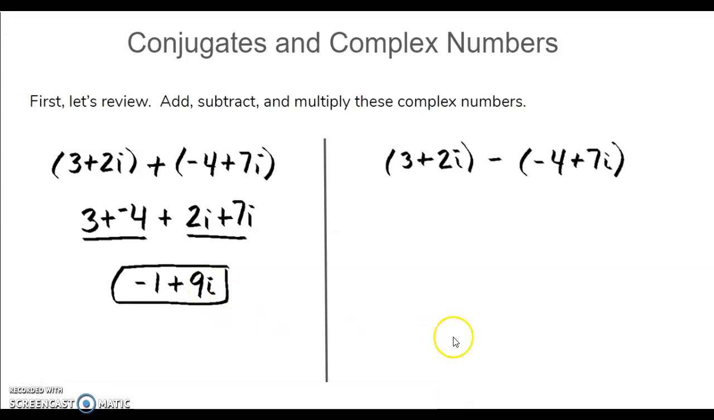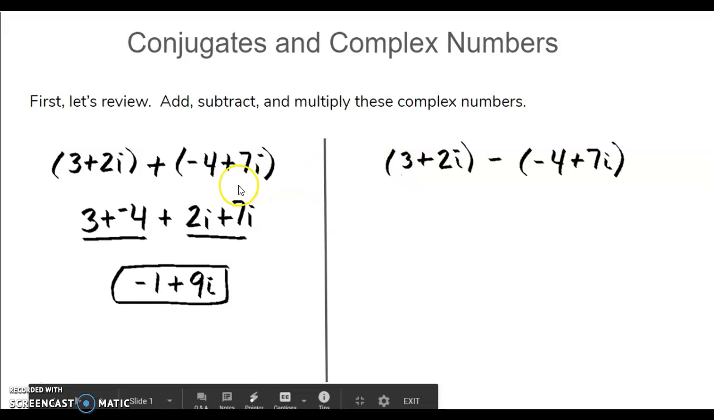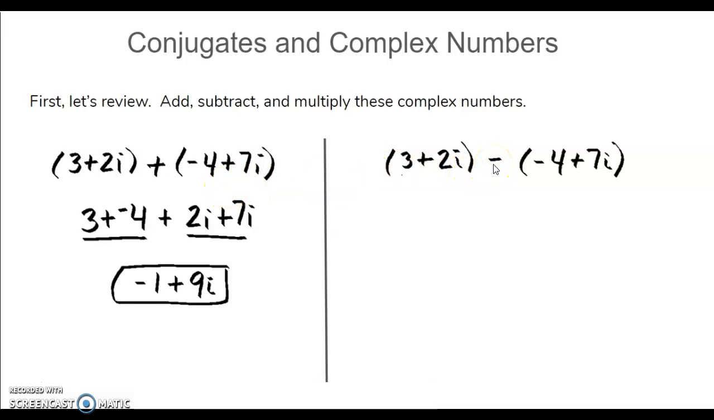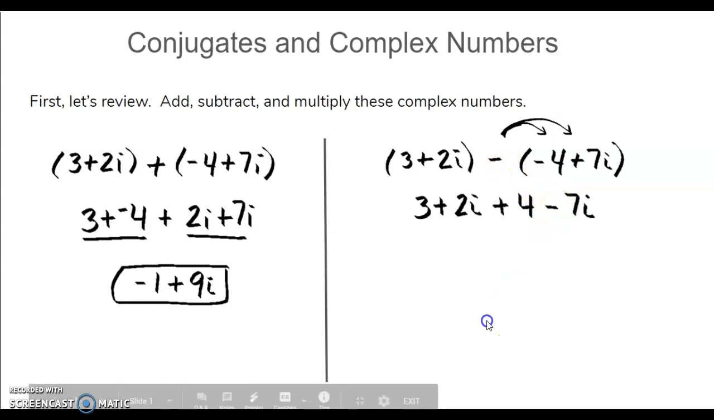Here's another problem for us. Actually, it's the same problem, except instead of adding them, we're subtracting them. I have to distribute this subtraction or negative sign to the two terms after the parentheses. So I'm going to give it to the negative 4 and the 7i. I rewrite 3 plus 2i, distribute the negative, so my negative 4 with the minus sign is going to be a plus 4, and then the plus 7 with the minus sign will be a negative 7i.